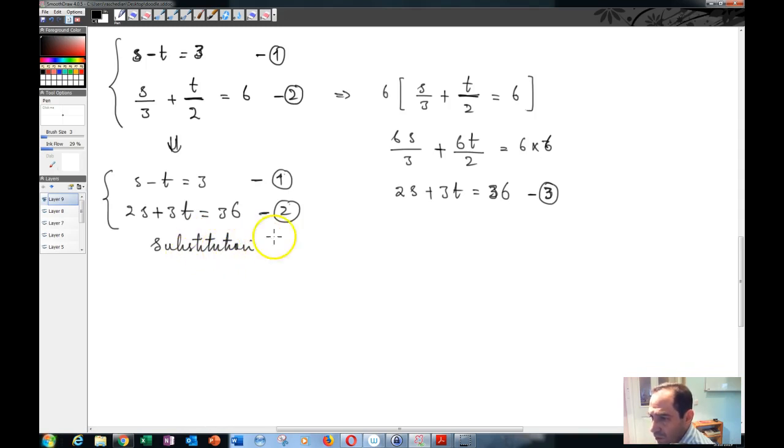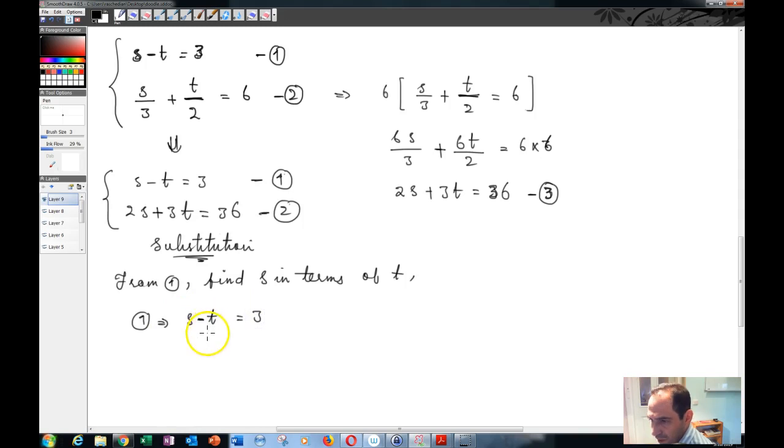Okay. So what I'm going to do is find, for example, s in terms of t from 1. Find s in terms of t. So number 1 is s minus t is equal to 3. So s is equal to t plus 3. That's basically the value of s in terms of t. Now you can substitute. Actually, this is supposed to be equal to 3, not 2. Okay. Now let's call it 4.